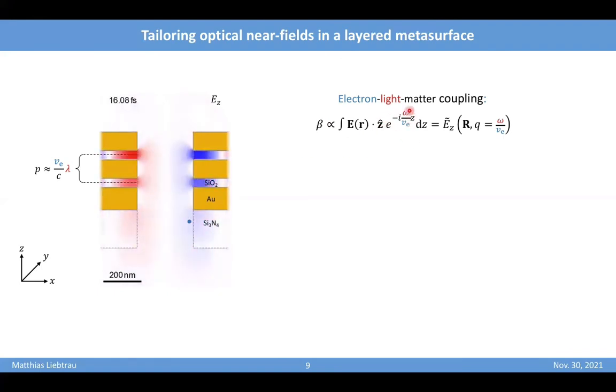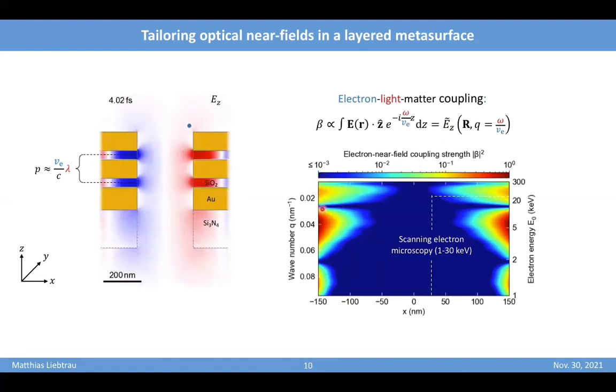And this exponential term over here basically describes the temporal oscillation of the field as the electron passes by with a certain velocity. Now, interestingly, we can identify this as the Fourier transform of the optical field at a given spatial frequency q, which is determined by the electron velocity and the optical frequency of our pump field. And accordingly, we can now tune the periodicity of this field in such a way that the electron interacts in phase with this optical field and thereby boost the contribution of this Fourier component to the field.